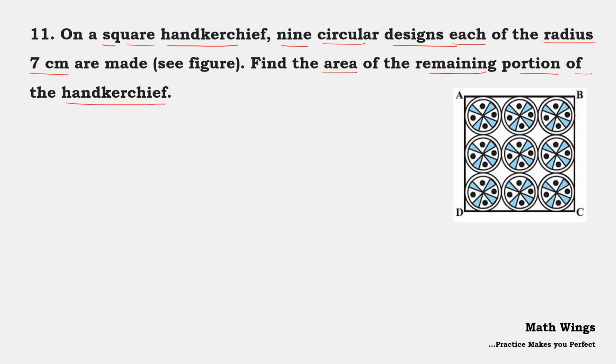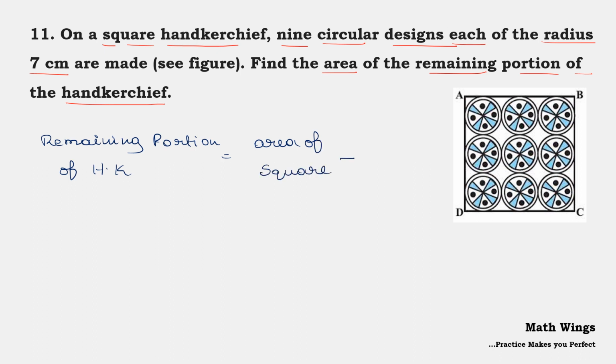So, how can you find it? We can find the remaining portion of the handkerchief, that is equal to the area of the square minus 9 times the area of the circle with the radius 7 cm, with r equal to 7 cm.